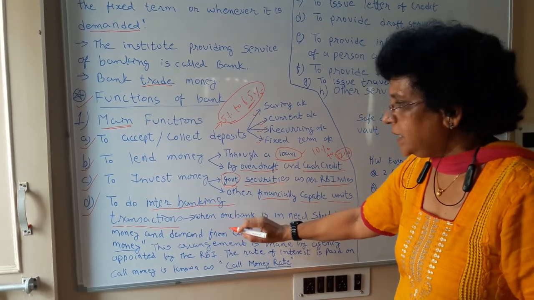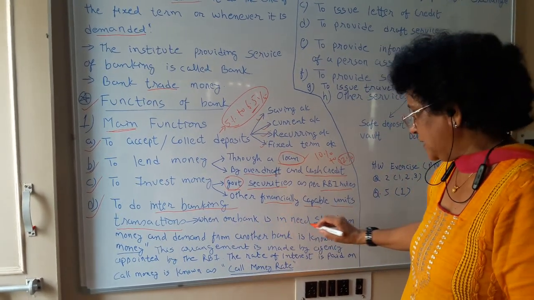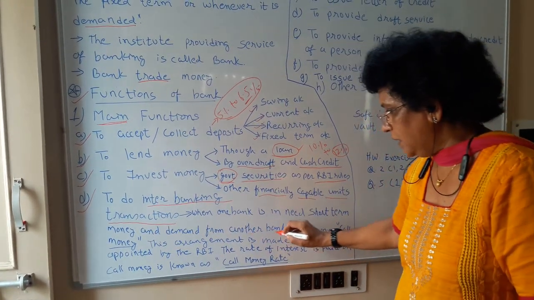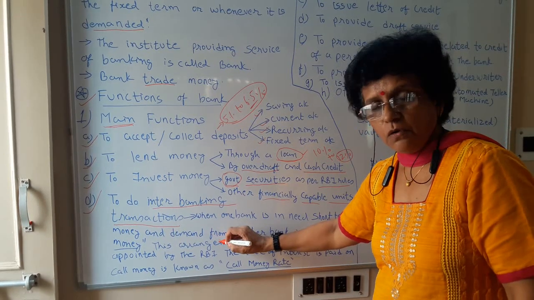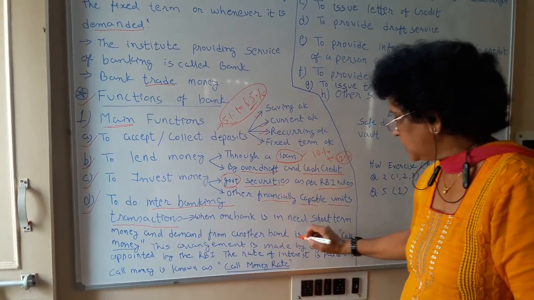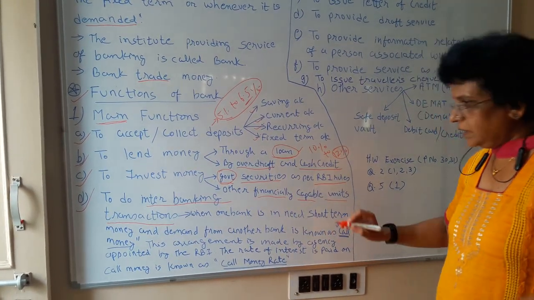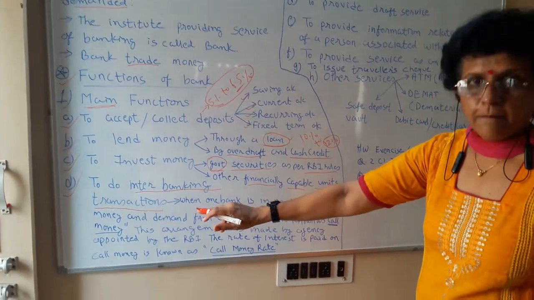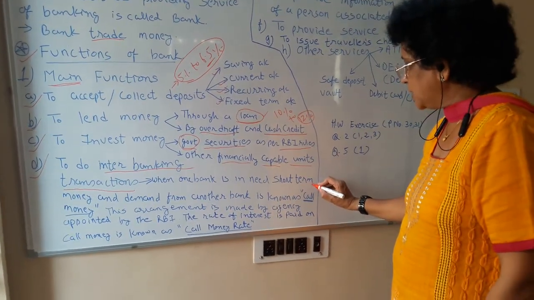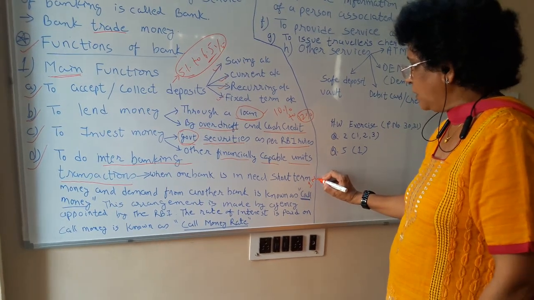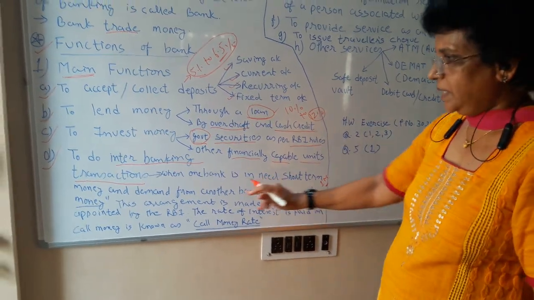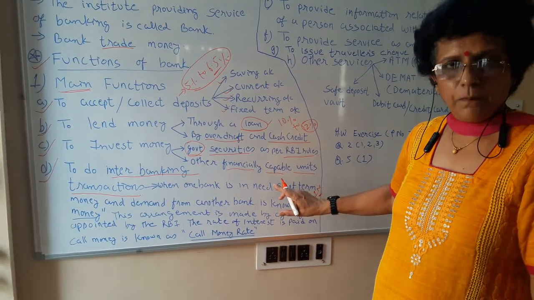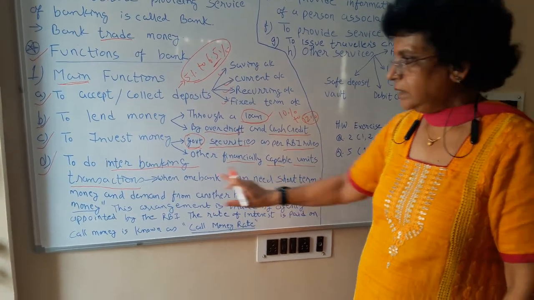So the meaning is that when one bank is in need of short-term money and demands it from another bank, this particular demand of money is known as call money. You may have a 1 mark question: what do you mean by call money? So call money means when a bank is in need of short-term money and approaches another bank.